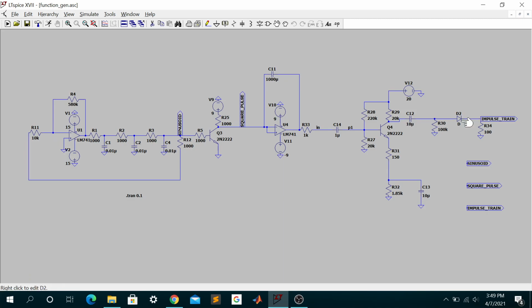LT-Spice has been chosen as the simulation tool, firstly because it generates reliable waveforms, and secondly because the models of most op-amps and transistors are readily available within this tool. So now let us consider the working of each of these three parts in detail.